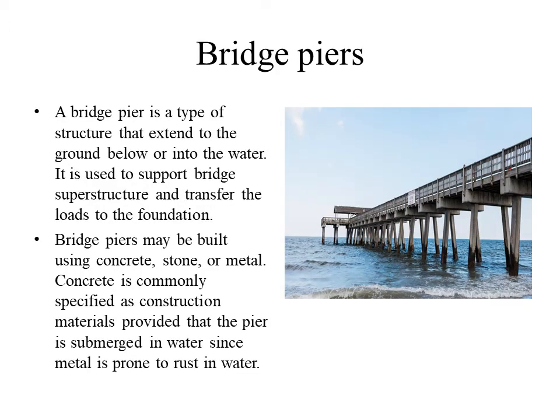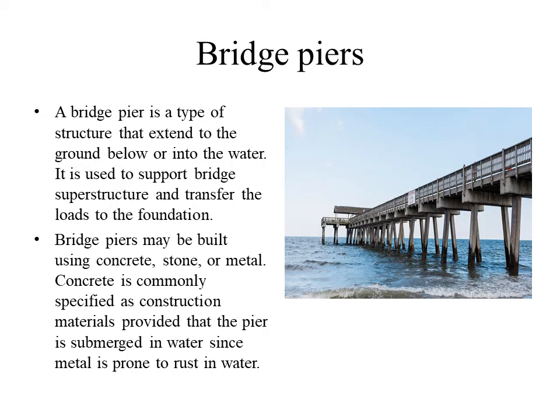Piers are what? Piers are nothing but the external supports on which the bridge substructure is supported. As you can see in the figure, bridge consists of pier, abutments, wing wall, and all. And therefore, the bridge pier is what? A bridge pier is a type of structure that extends to the ground below or into the water. Bridge pier is used to support the bridge superstructure and to transfer loads to the foundation. And bridge piers are commonly made up of concrete, stone, or metals.